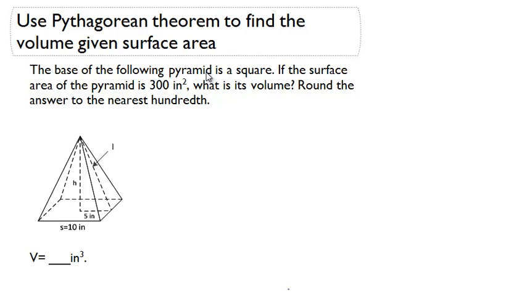For this problem, we're going to find the volume given the surface area. Let's read the problem. The base of the following pyramid is a square. If the surface area of the pyramid is 300 square inches, what is the volume? Round your answer to the nearest hundredth.